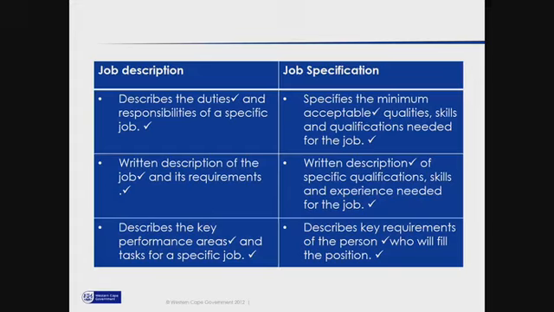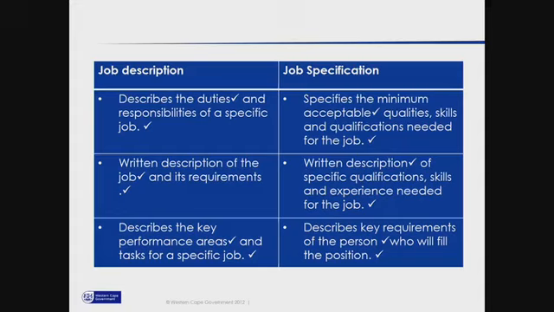So if we look at job description, it's describing the duties and the responsibilities of a specific job. So you get the first mark for saying it describes the duties, and the second mark for saying as well as the responsibilities of the job. Then there's also a written description of the job and its requirements. So 1 mark for saying written description of the job and the other mark for its requirements, and it describes the key performance areas and tasks for a specific job. So it describes what the duties are and what your responsibilities are.